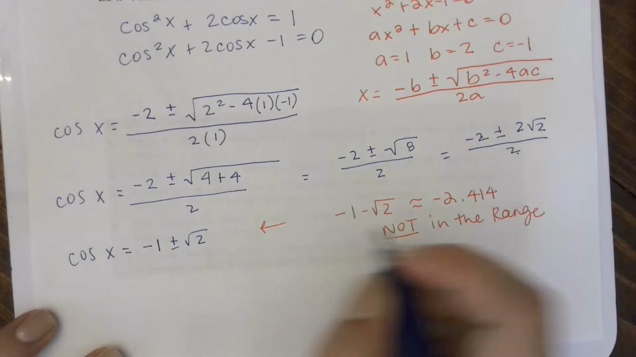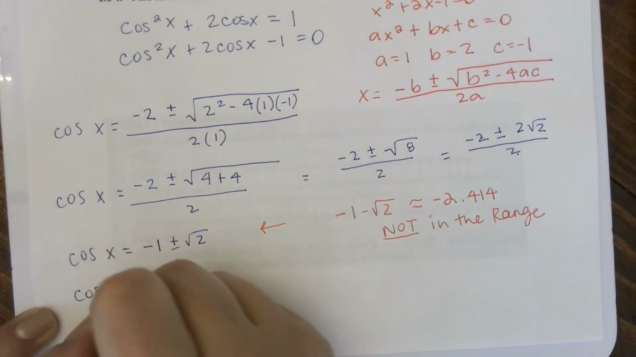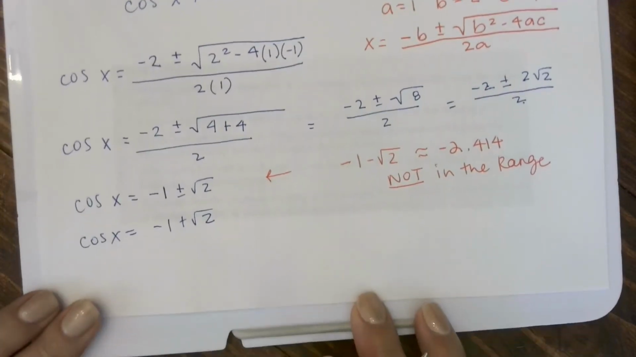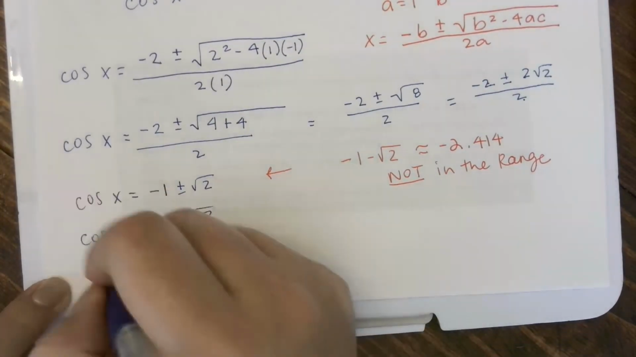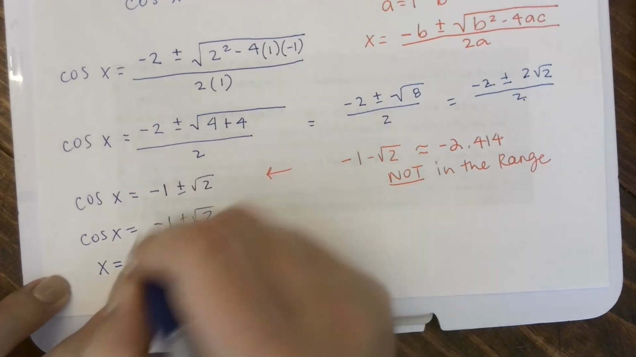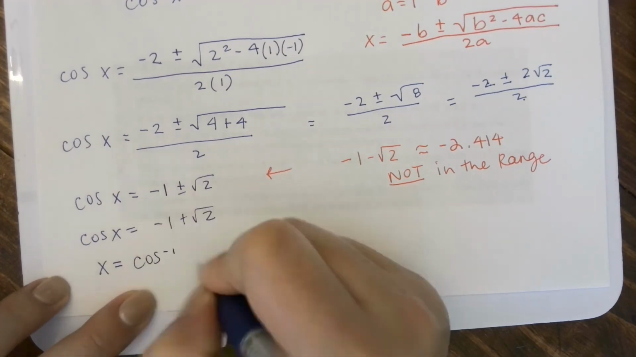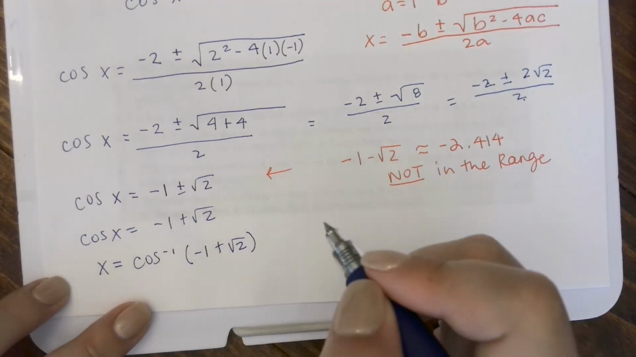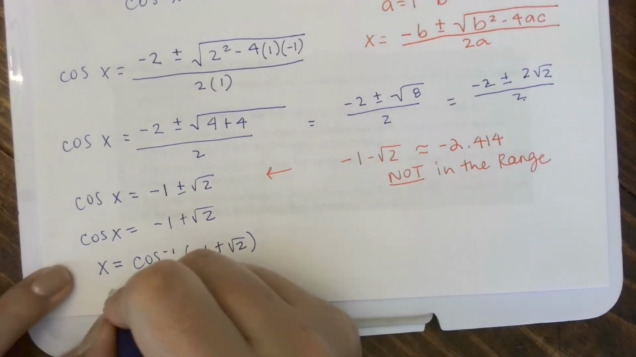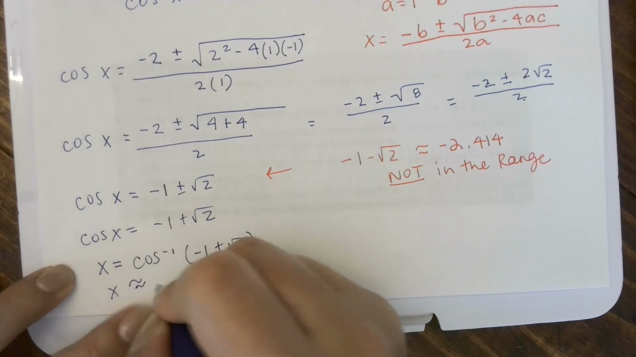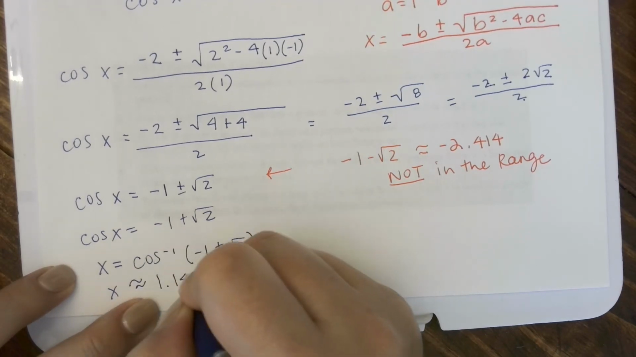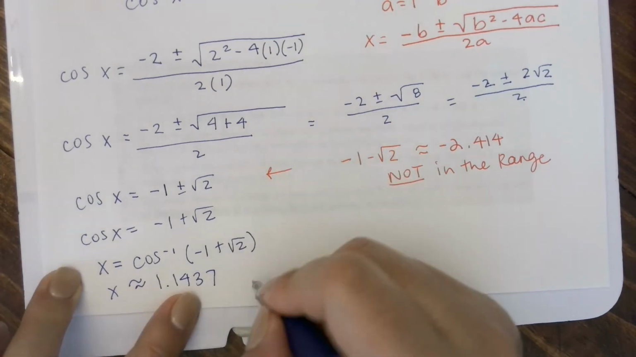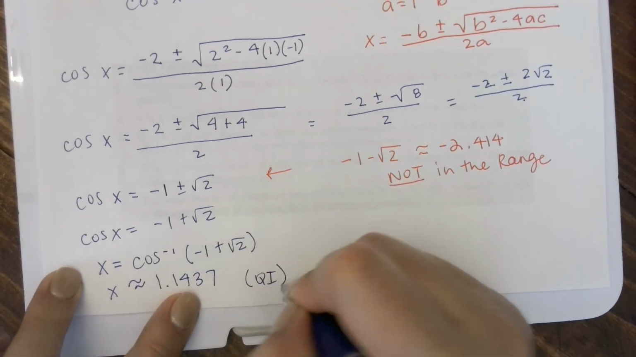So that means the only one we're going to use is the plus. So we have cosine x equals negative 1 plus the square root of 2. Alright, so then we have the inverse function, so x equals cosine inverse of negative 1 plus the square root of 2. So x is approximately 1.1437. Okay, so this would be in quadrant 1.